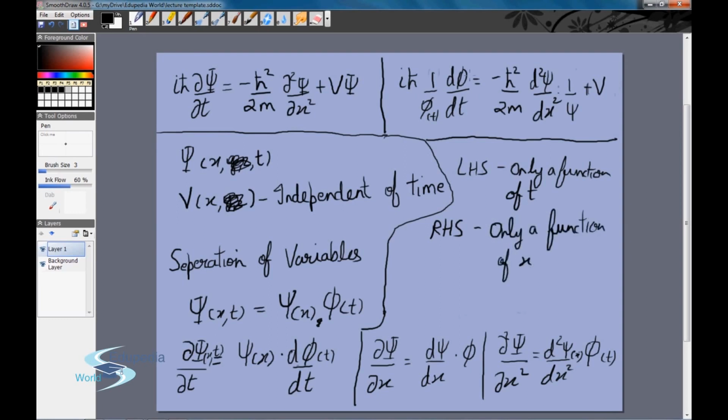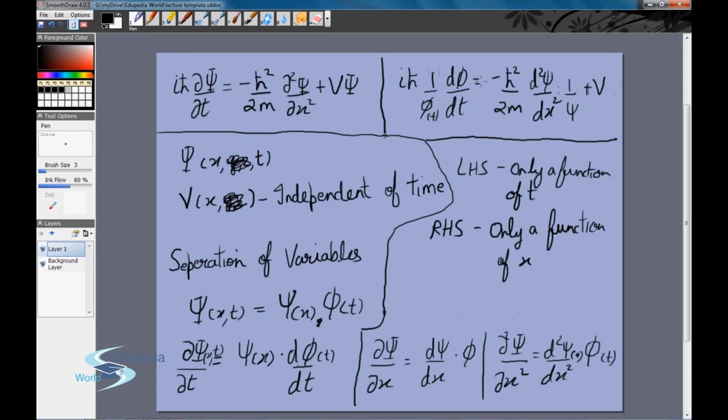But these two are equal. So we have two things which are equal. One only depends on t and the other only depends on x. So imagine that x is the same but t changes. Then the LHS would change but the RHS would remain the same. But that cannot be true because the LHS is equal to the RHS.